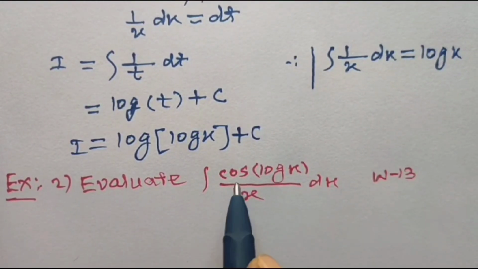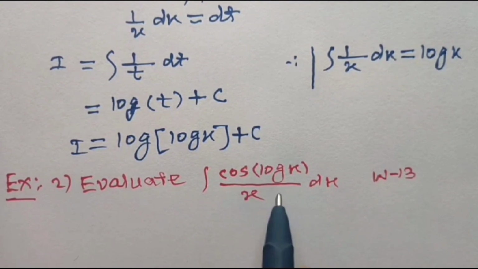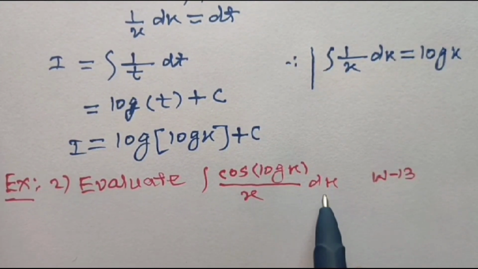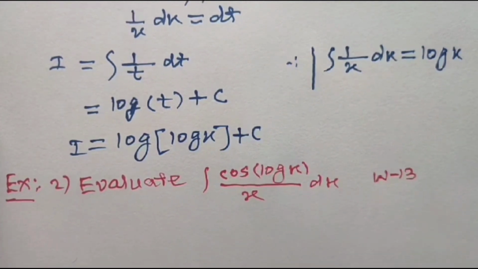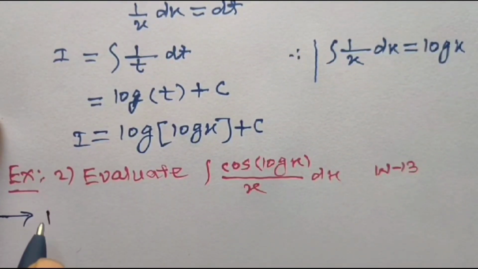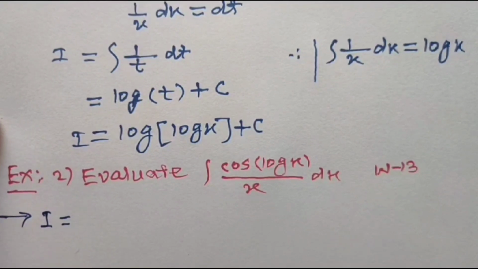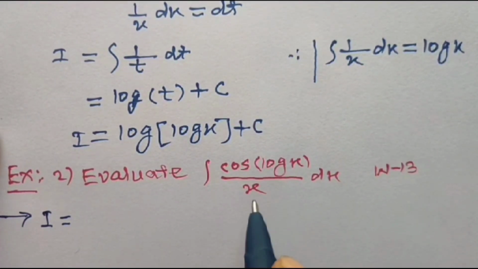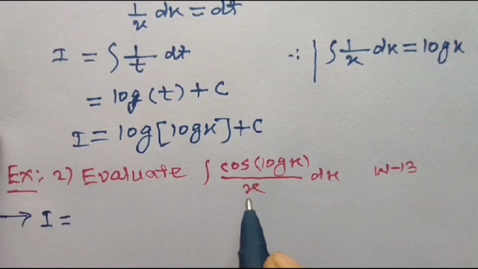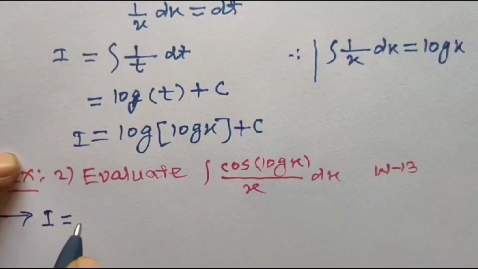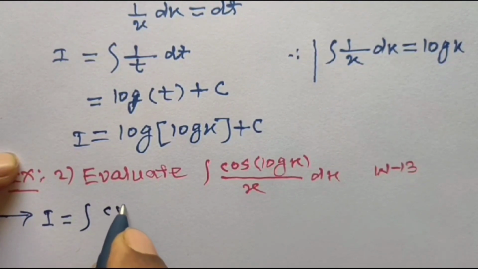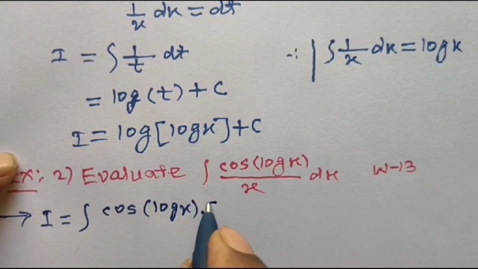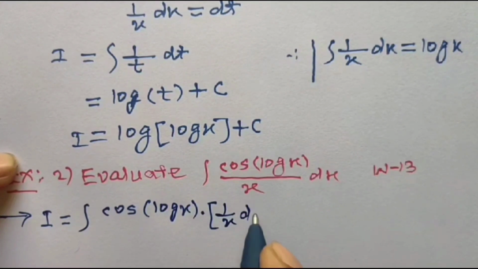Let us solve sum number 2. Evaluate integral cosine of log x divided by x integral with respect to x. This sum appeared in winter 13 for 2 marks. First of all, express the given integral like this. The derivative of log x is 1 upon x, and 1 upon x is appearing over here. So we can write this as I is equal to cosine of log x into 1 upon x dx.